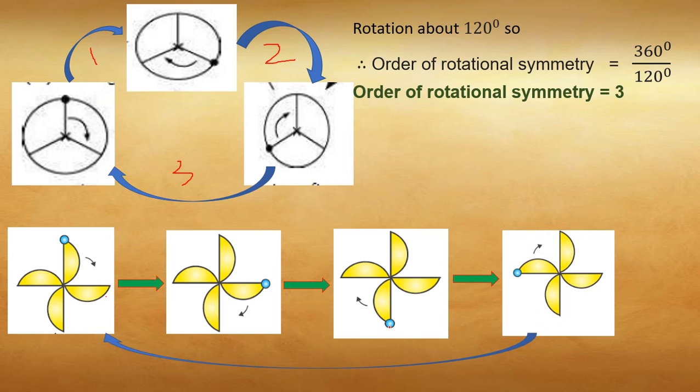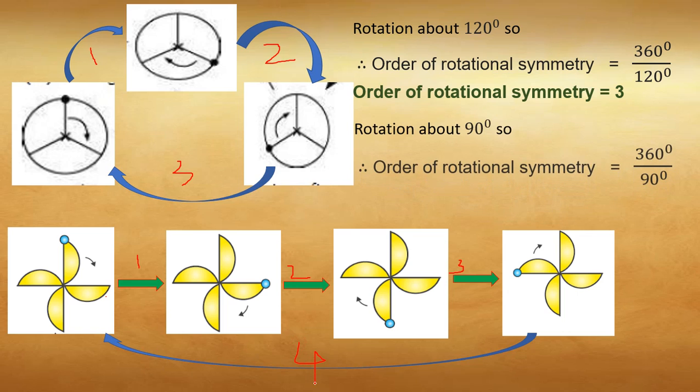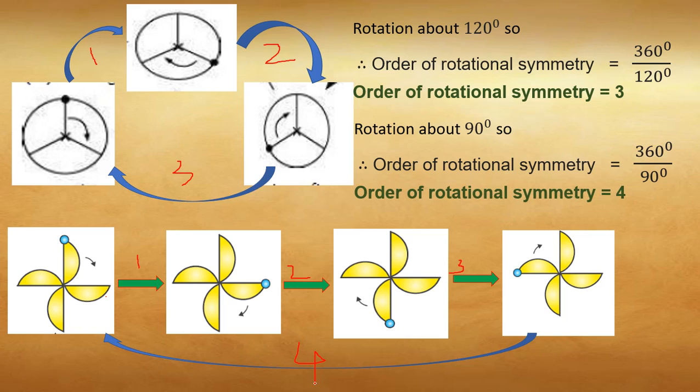So in all these 4 figures, what we are observing is that the figure looks the same by rotating 90 degrees. How many turns are taken here? 1, 2, this one is 3, and last this one is 4, and we complete one circle. That means with a full turn we complete 360 degrees. So we can say the order of rotational symmetry is 360 divided by 90 degrees, which is 4. So the order of rotational symmetry for this figure is 4.